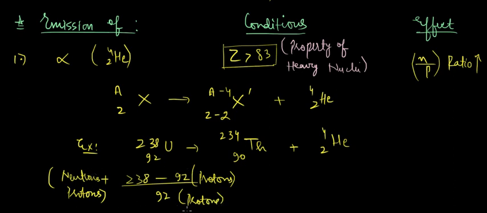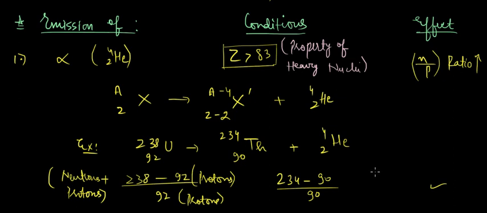So this ratio increases because U238 is now converted into thorium-234. So the new ratio would be 234 minus 90 divided by 90. So this ratio increases. So with this, we come to the end of this lecture.